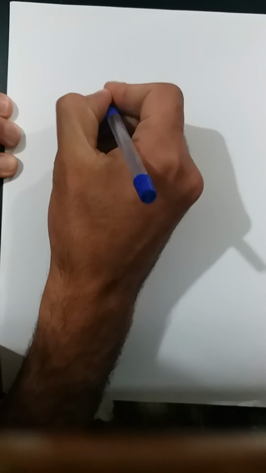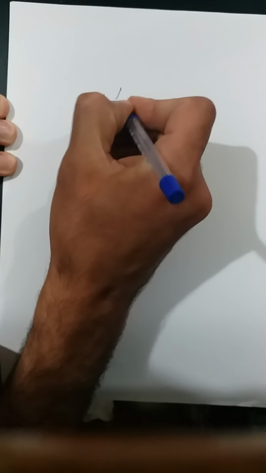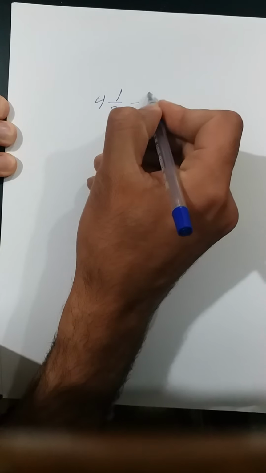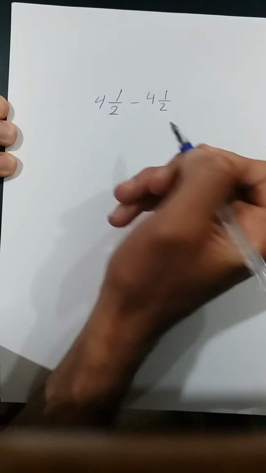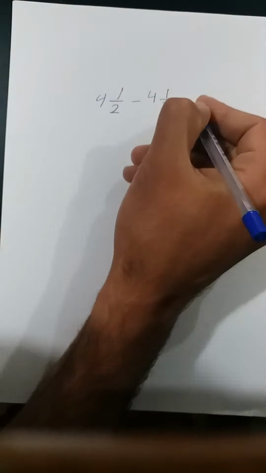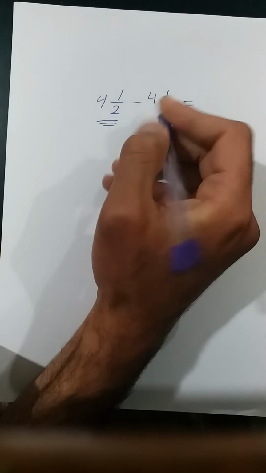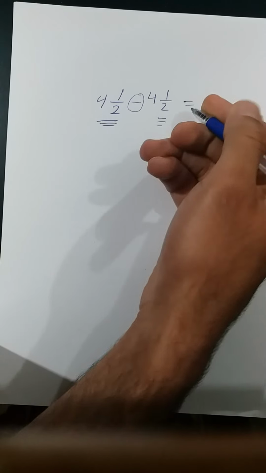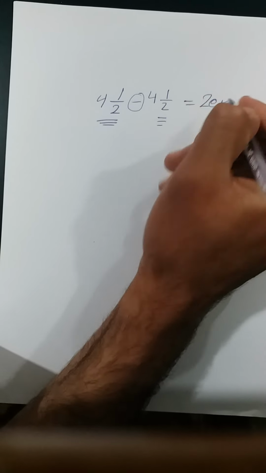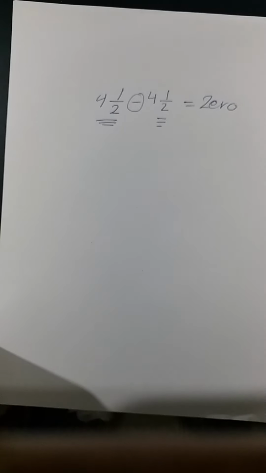The first question is find the difference. The first one: 4 1 over 2 minus 4 1 over 2, a whole number with a mixed number. It's easy. Here is the same number and here is the same number, and I have the minus sign between them, so my answer is going to be 0. Okay, go to the second one.